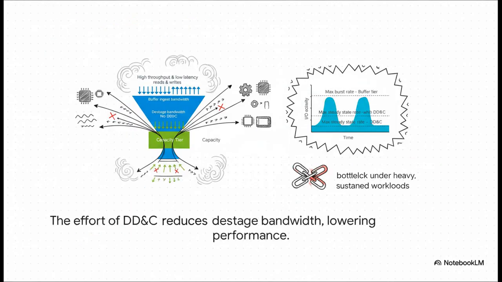And here is the big trade-off. When you switch on DD&C in OSA, it's not free. It takes work, CPU cycles, I/O, and all that extra work basically makes the neck of that funnel even narrower. So while you're getting that sweet space savings, you're actually throttling your own maximum steady-state performance. And that can really become a bottleneck under heavy constant workloads.